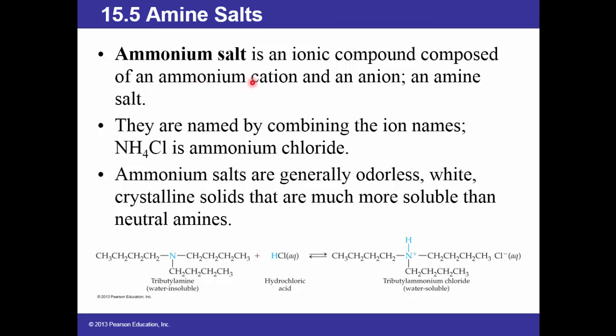Now, an ammonium salt is an ionic compound composed of an ammonium cation and an anion, an amine salt. They are named by combining the ion names. For example, NH4Cl is ammonium chloride, an ionic compound or a salt. Ammonium salts are generally odorless, white crystalline solids that are much more soluble than neutral amines.